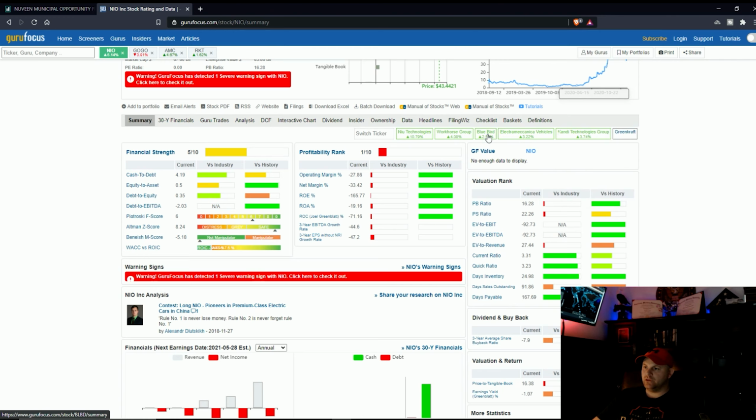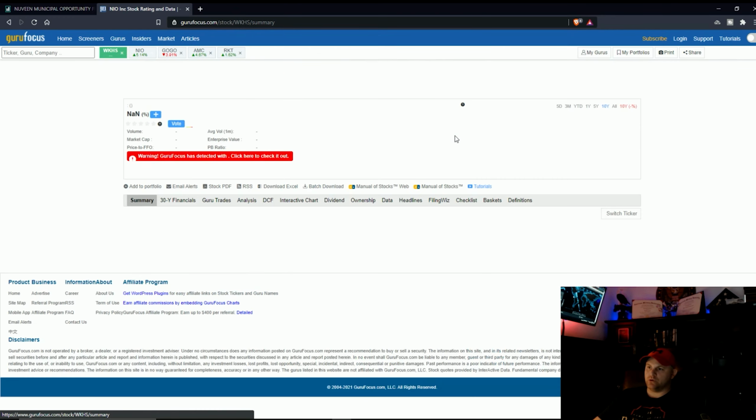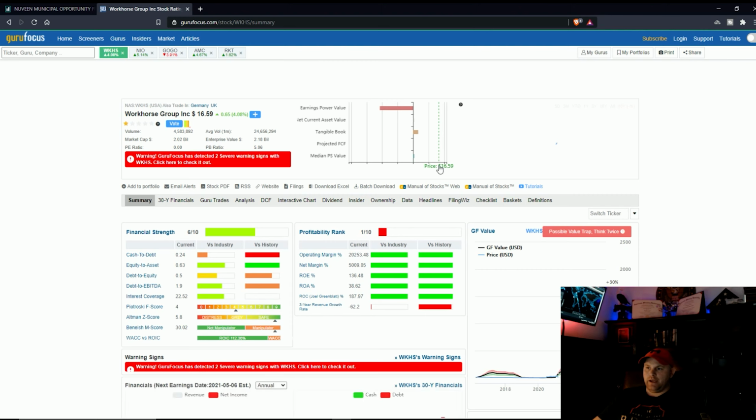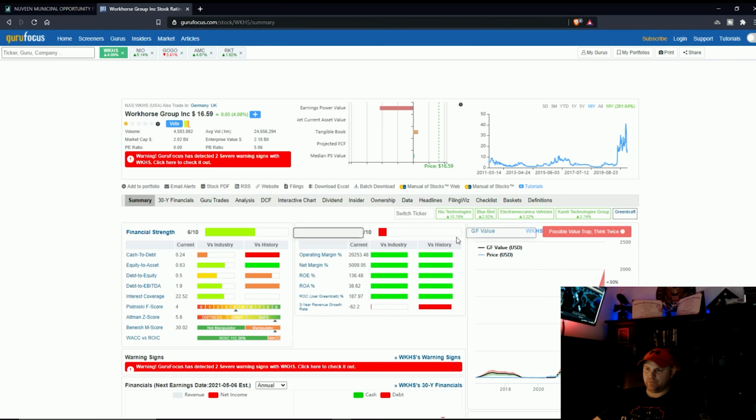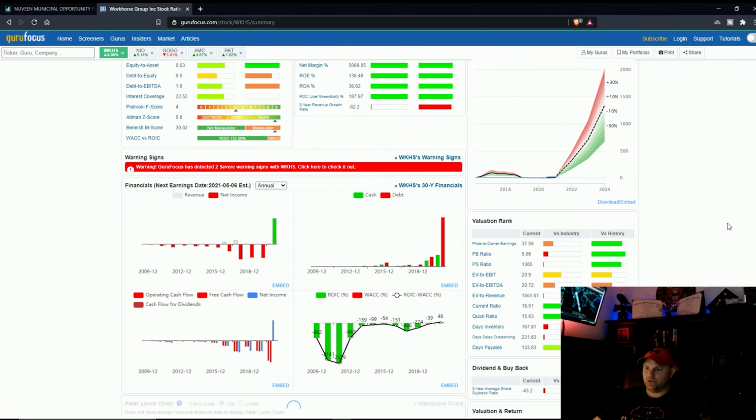Electromechanica Vehicles, Bluebird. So let's take a look at Workhorse just while we're here. As you can see, it's probably the better bet. Operating margin, wow. Its profitability rank is still 1 out of 10, but its financial strength is 6 out of 10. That means they can't handle their finances. But as you can see, it's really popped up compared to last quarter, or 2019. Let's take a look at the quarterly.